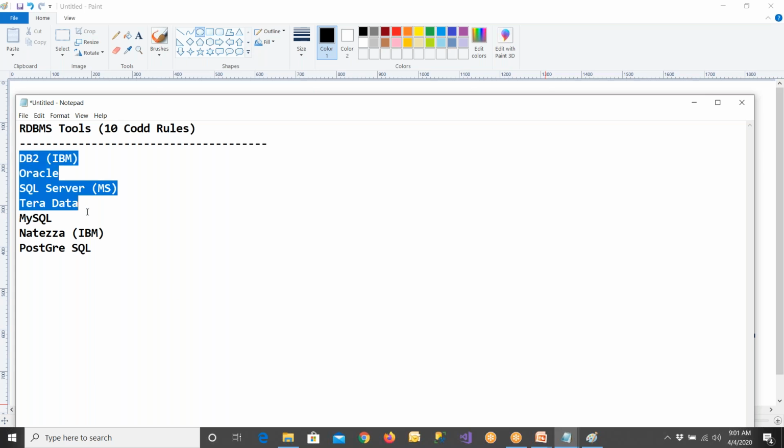If you learn any software, you will also learn a language. Which language will you be learning? SQL, structured query language. When you learn DB2, you should learn this language. If you learn Oracle, you should learn this language. If you learn SQL Server, you should also learn this language. Remember, SQL Server is a software and SQL is a language. People have taken the same name.